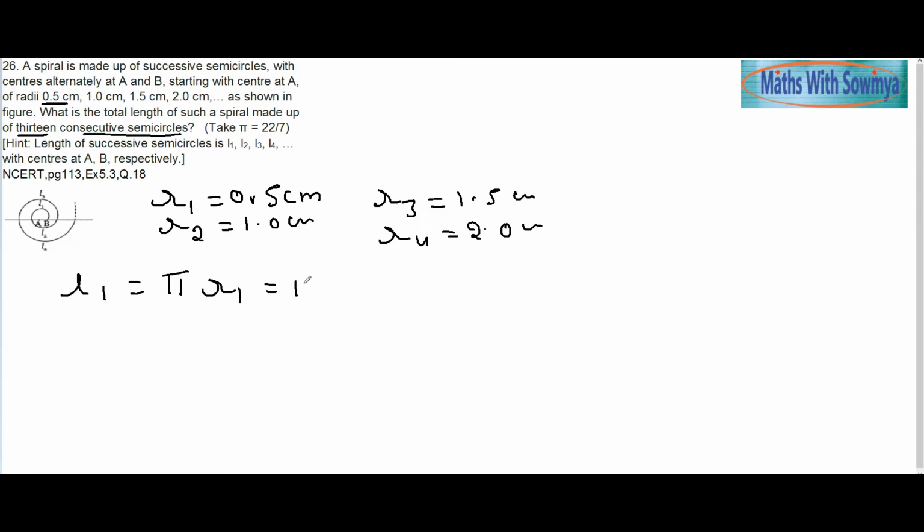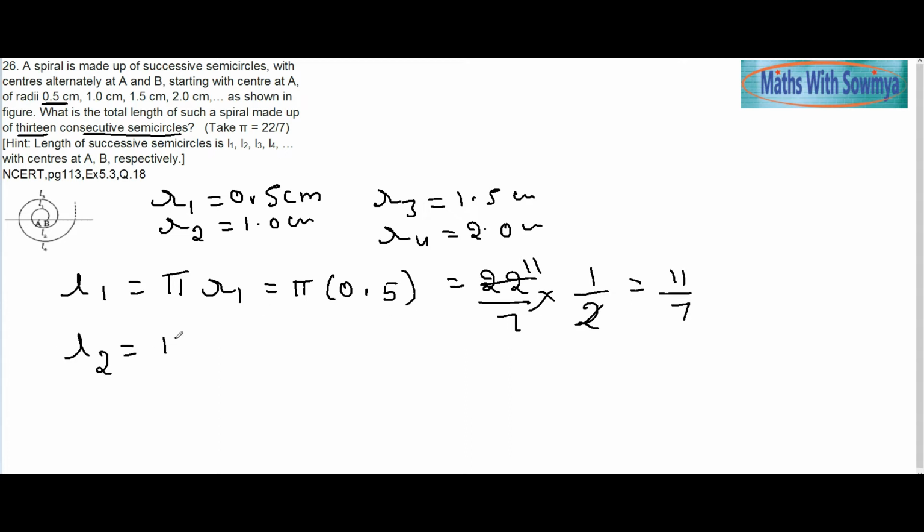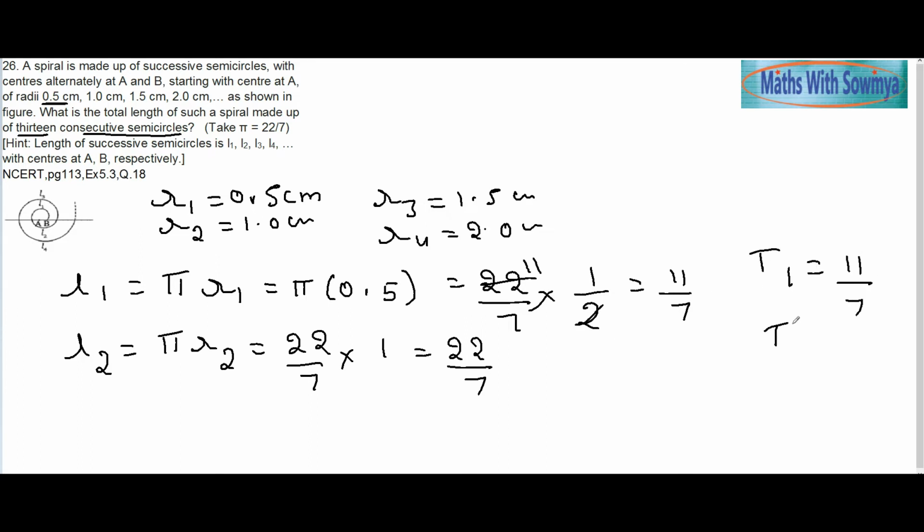So we can easily put this here. This is 0.5, pi is 22 by 7, and 0.5 is 1 by 2. So 11 by 7 is my L1. L2 is pi R2, pi is 22 by 7, R2 is 1. So 22 by 7. I got L1 and L2, that means we got T1 and T2. Now I can easily find the rest of the things.